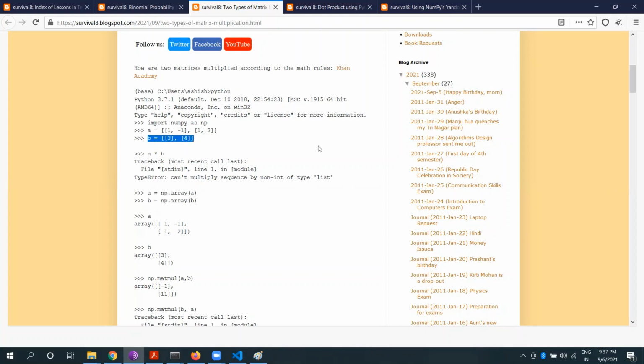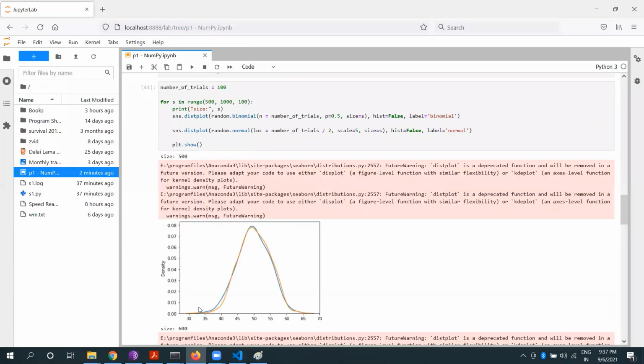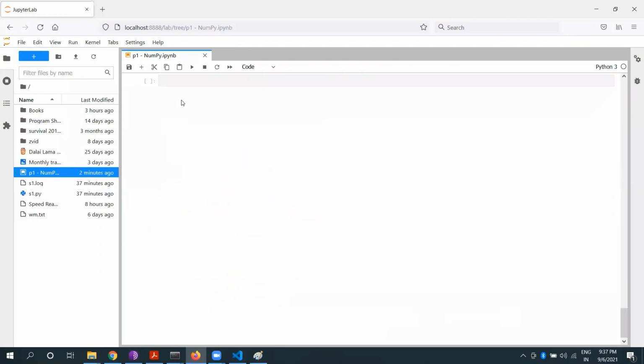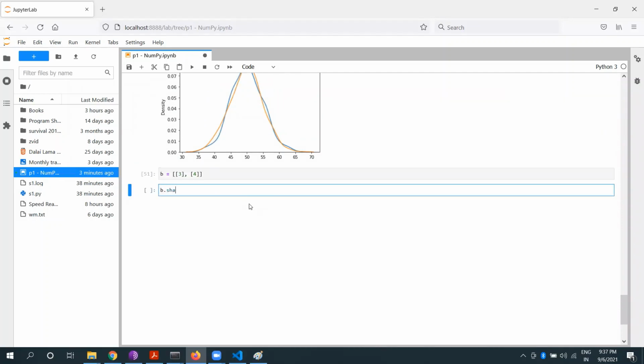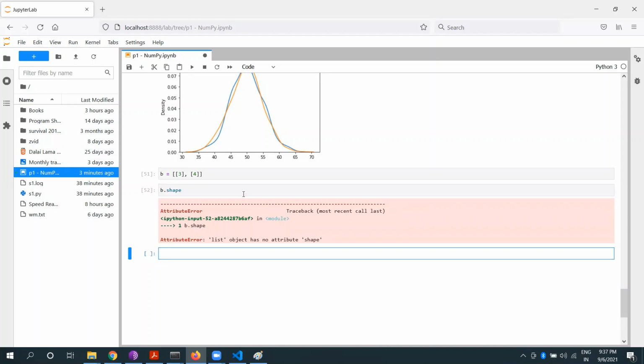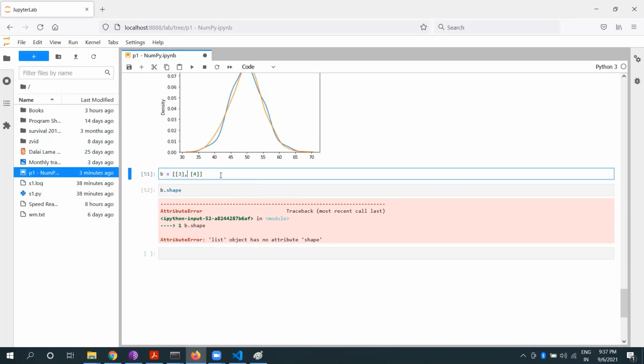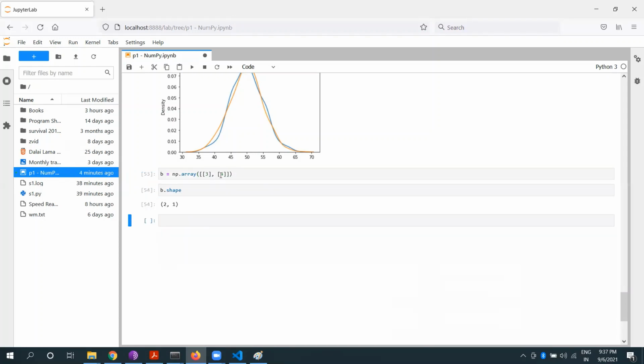Hello? Yeah, I'm saying 2 rows, 1 column. 2 rows, 1 column. Yeah, that is correct. And we can check it also like this. If we want to check it, there's a method called shape that is present in NumPy as well. B dot shape. A list object has no attribute shape. Oh, sorry. NumPy. Shape: 2 rows, 1 column, as you were saying.